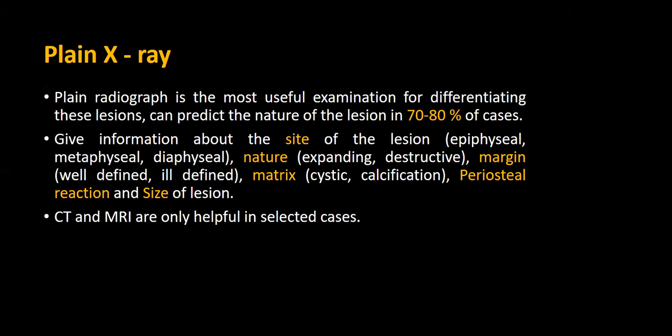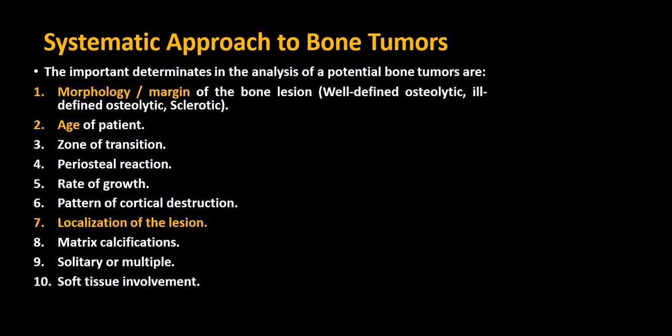CT scan and MRI are only helpful in selected cases, for example, to look for subtle medullary changes, to look for intraosseous extent of the tumor, extraosseous extent of the tumor, and to distinguish between various soft tissues, also for detection of primary lesion and metastatic dissemination for staging of the disease. In this lecture, we talk about the systematic approach to bony tumors.